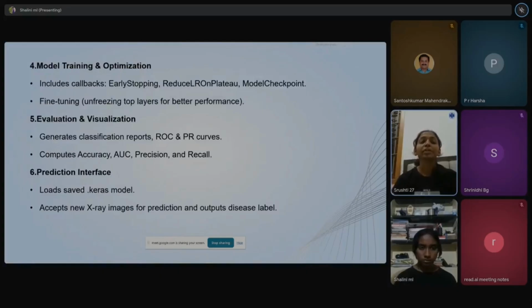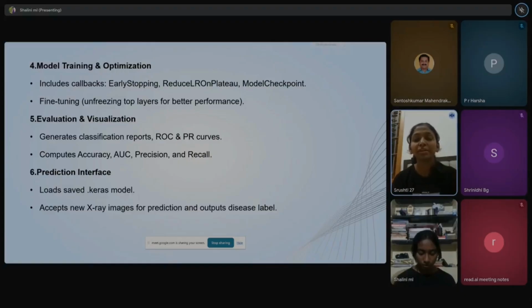In model training and optimization, it includes the callbacks: early stopping, ReduceLROnPlateau, and model checkpoints. It also includes fine-tuning, unfreezing the top layers for better performance. In evaluation and visualization, it generates the classification reports, ROC, and PR curves. Here we can classify the positive and non-positive cases and compute accuracy.